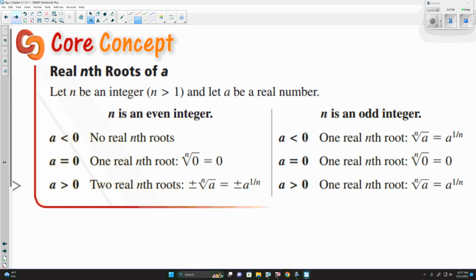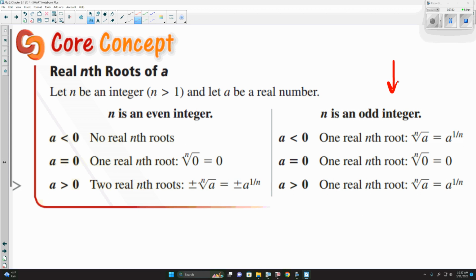Real nth roots of a. If we're given a value of a, and the root we're taking, as long as the root is greater than 1, we're going to have one of these set of setups. Now let's look at if we take an odd root first.